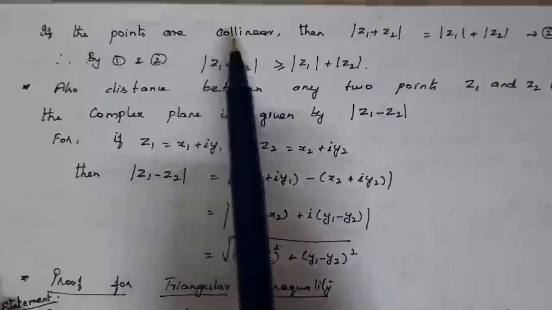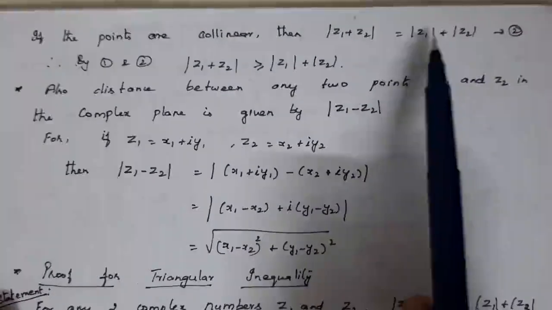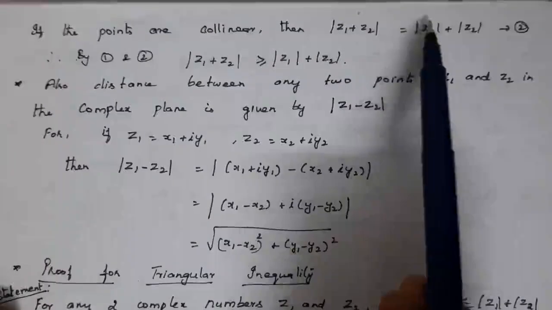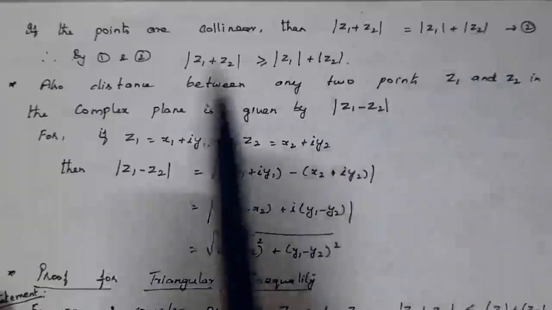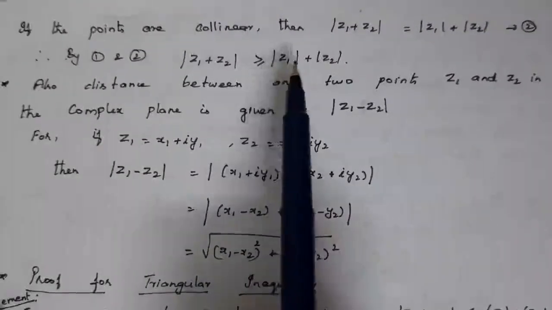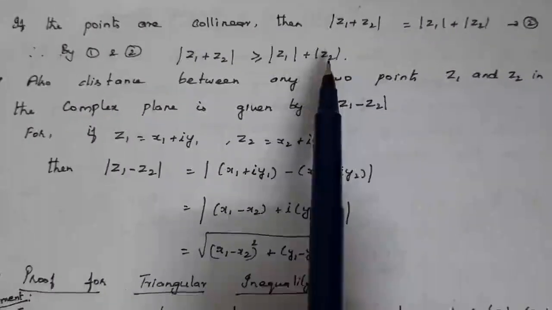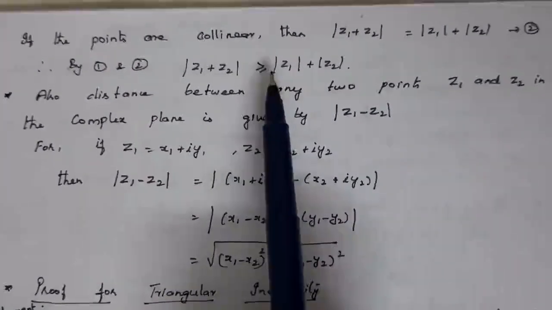If the points are collinear, what happens? Then modulus of z1 plus z2 is equal to modulus of z1 plus modulus of z2, as the points lie on the same line. So the sum will be equal. So combining these two, we have modulus of z1 plus z2 less than or equal to modulus of z1 plus modulus of z2. So this is a geometrical proof of the triangle inequality.